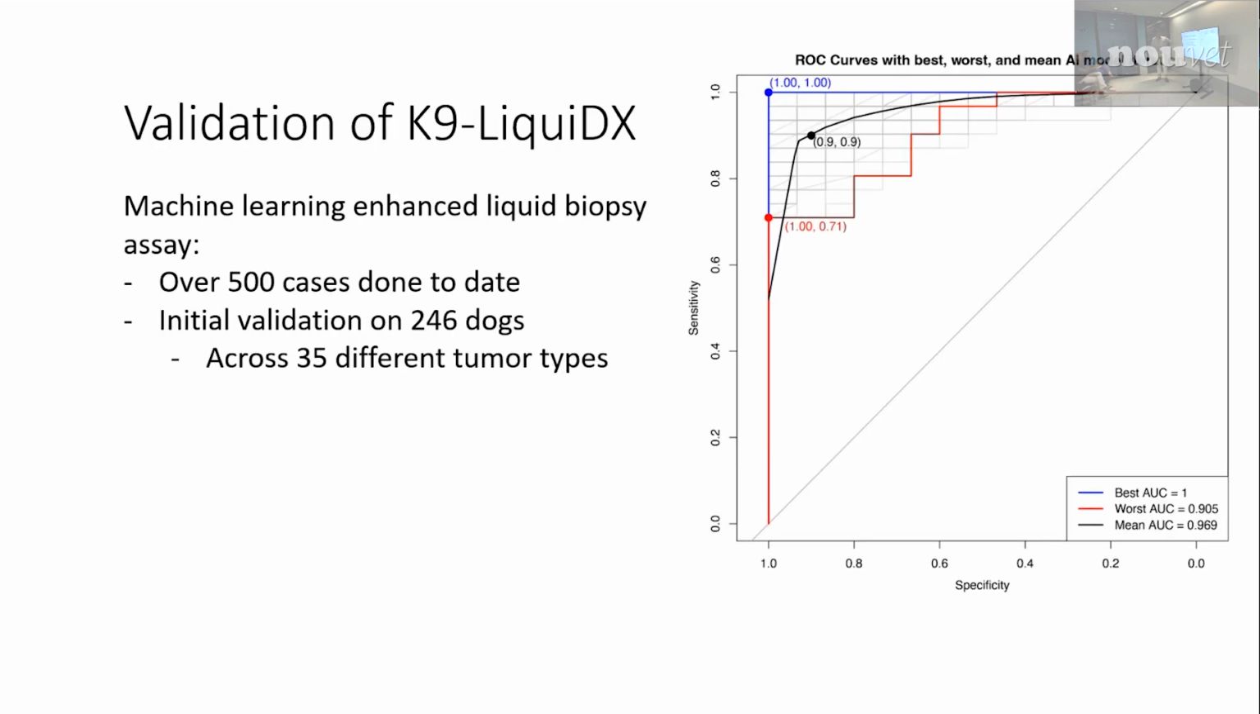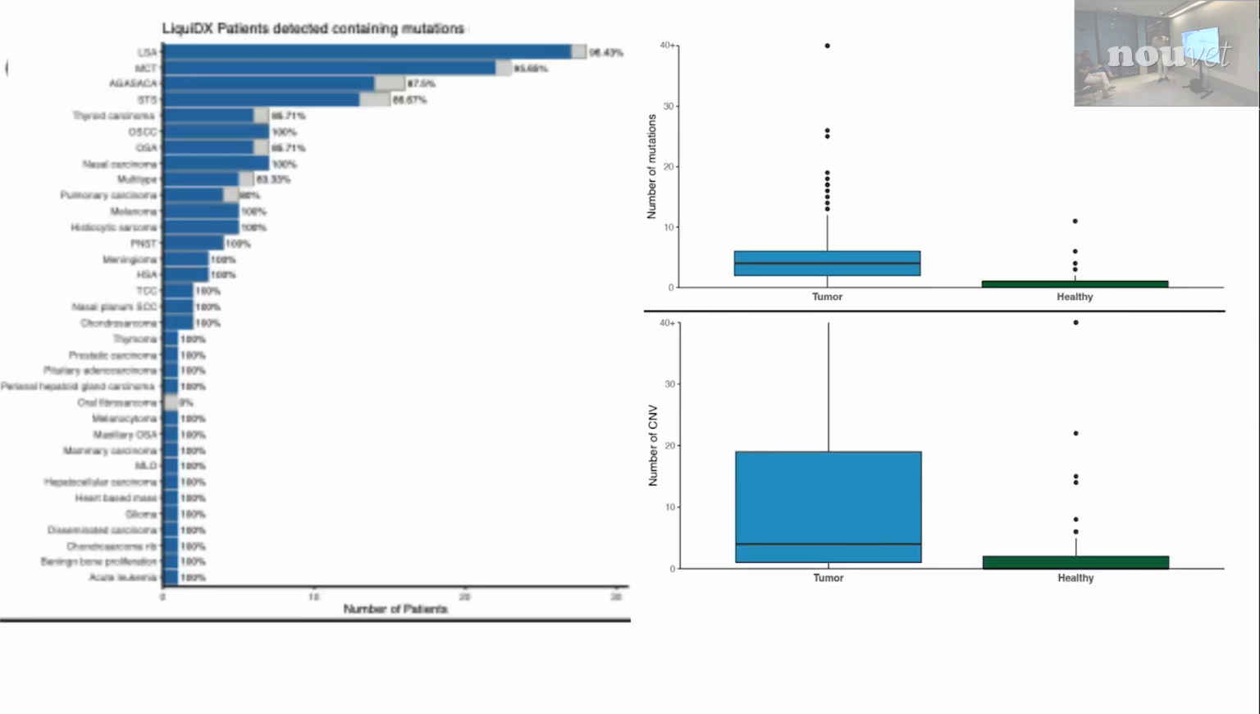So just to talk to you about the test that we are doing. It was validated initially on 246 dogs. We have done over 500 cases right now, close to 600 actually. It was tested across 35 different tumor types. The sensitivity and specificity with the machine learning module that we added to it is about 90% for both, and up to even ideal actually.